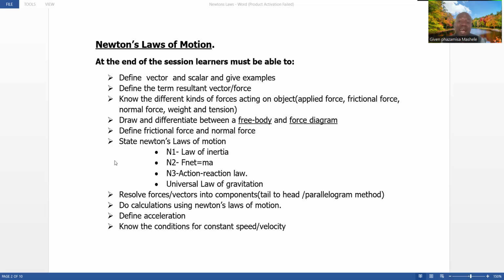You must know the different kinds of frictional forces. And you must be able to state Newton's first law of motion, Newton's second law of motion, Newton's third law of motion, and the universal law of gravitation. You must be able to resolve forces or vectors into components, either by using the tail-to-head method or the parallelogram method. Also define what acceleration is, the rate of change in velocity of an object, and also be able to know that when they say constant speed or constant velocity, the acceleration is zero.